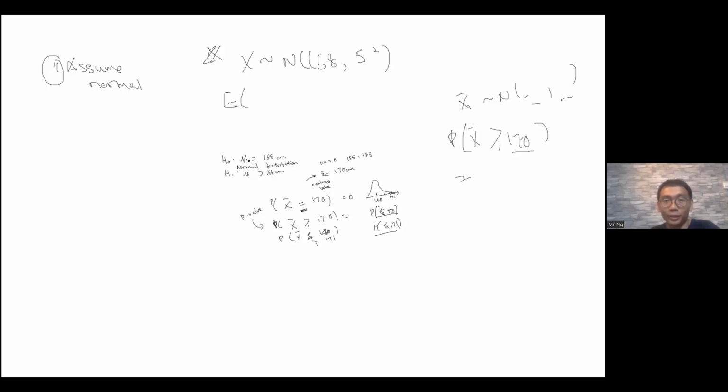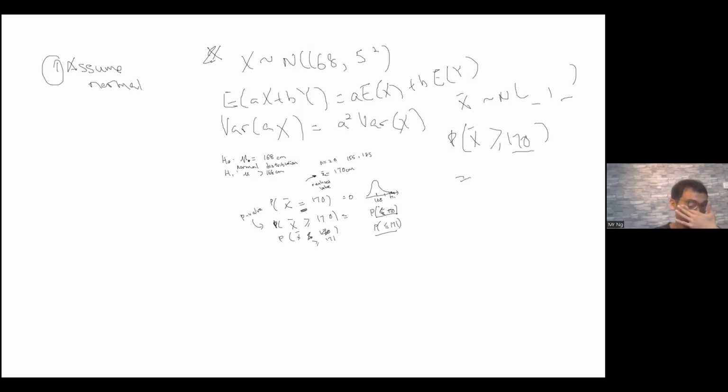Normal distribution tells us that the expectation of ax plus by equals a times the expectation of x plus b times the expectation of y. Then the variance of ax equals a squared times the variance of x. Make sense? Yes. That's why with this, we should be able to produce the distribution of x bar.